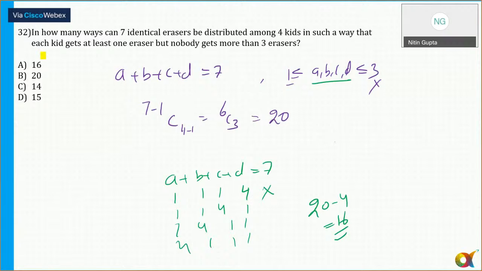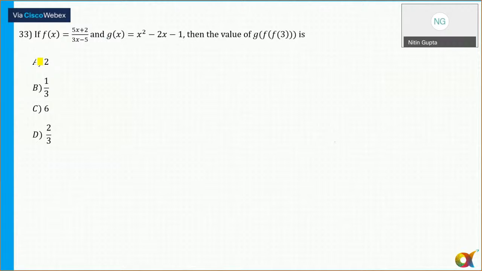Was it a new question or some variety of the question? No. Great. We have done questions like this in class. 32, 33. This was an easy one. The answer is option A.